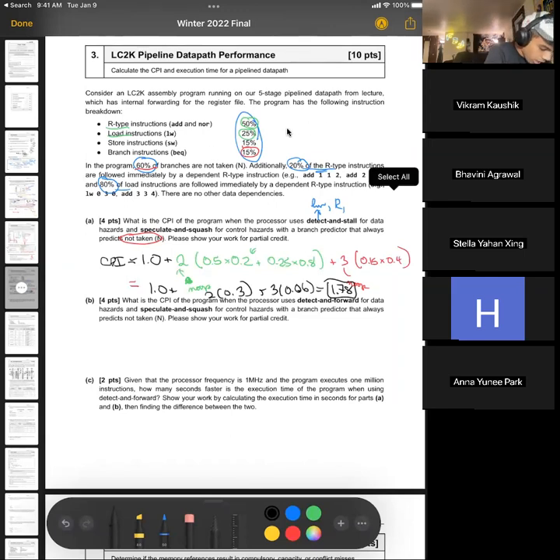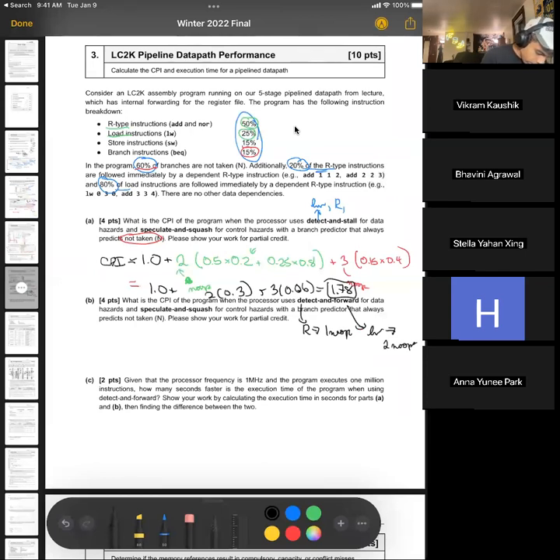And so this is actually different depending on the type of instruction that we're executing. If we have an R-type instruction for detect and forward, with the 5-stage pipeline, we only have to insert 1 no-op. And with load instructions, we have to insert 2 no-ops.